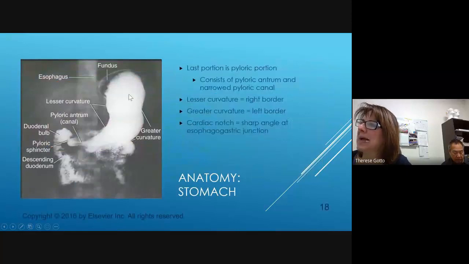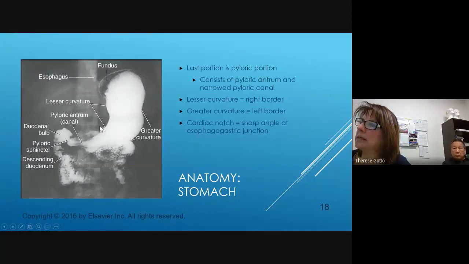Okay, the last portion is called the pyloric portion, and this straight part is the pyloric canal. This muscular part here is the pyloric sphincter, and that leads into this area here, which is the duodenal bulb.